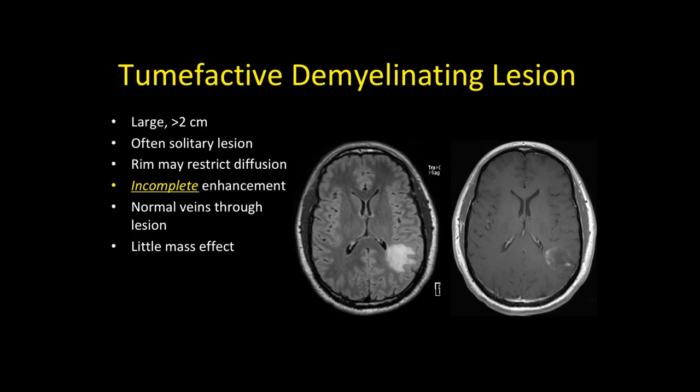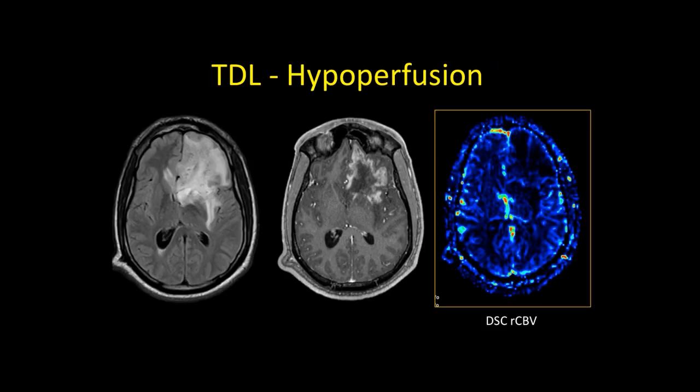Tumefactive demyelinating lesion. Well, these are large demyelinating lesions, usually greater than 2 centimeters, often solitary, but again, they have incomplete peripheral enhancement, which is characteristic of demyelinating lesions. Another clue would be to look for veins, normal veins running through the lesion on an SWI image or a post-contrast image, and they usually have little mass effect for the size of the lesion. And also, these lesions are hypoperfusing as opposed to tumors, which are hyperperfusing. And again, this large tumefactive lesion in the left frontal lobe has incomplete peripheral enhancement, which is another clue.